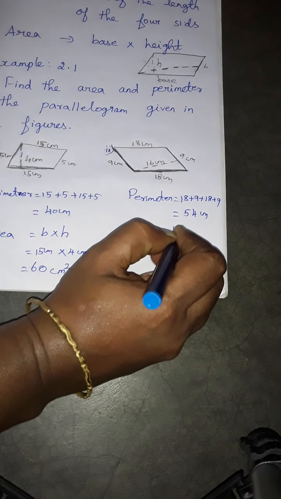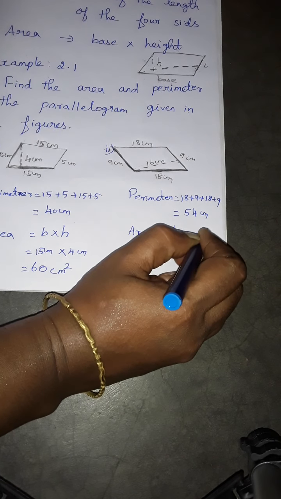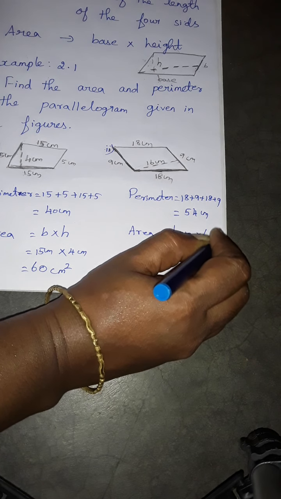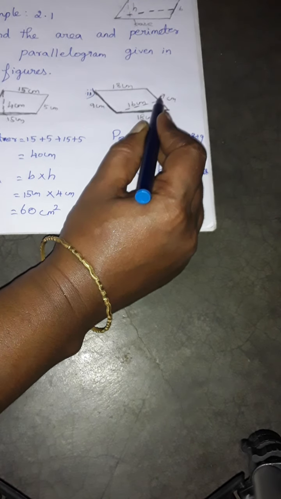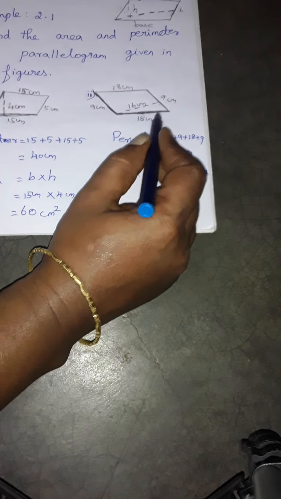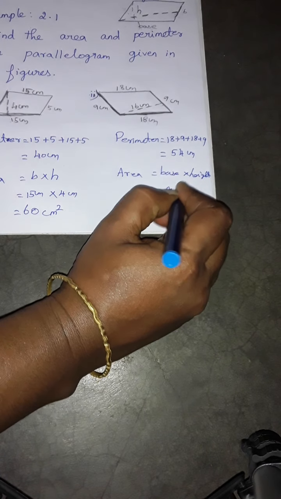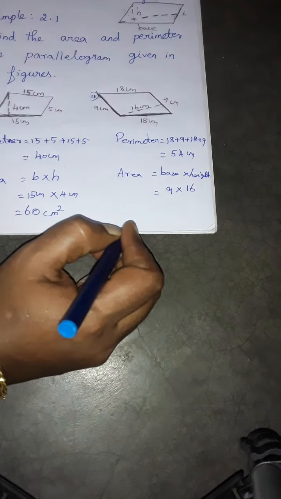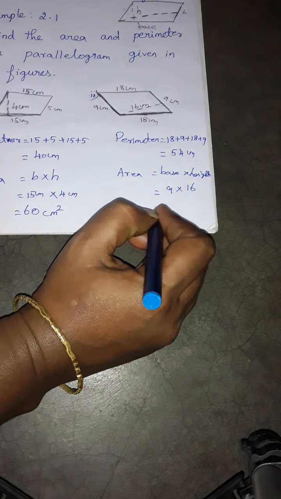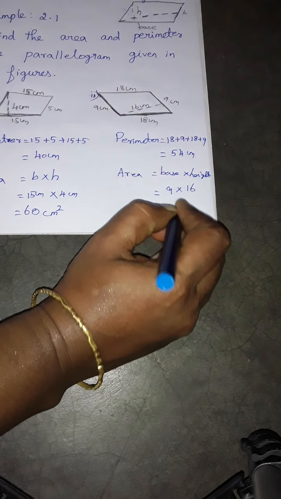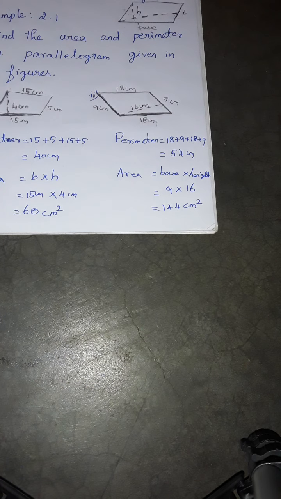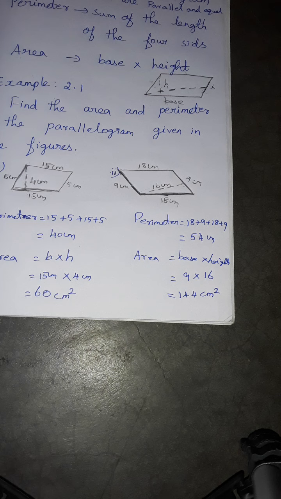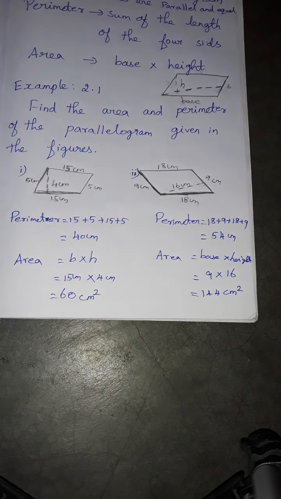Next, area. Area, you know, is base into height. So what is the base? Base is 18 or 9? Yes, they have given the height of this side. So base is 9, height is 16. So 16 into 9 is what? Yes, 144 centimeter square. This is finding the area and perimeter of this sum.